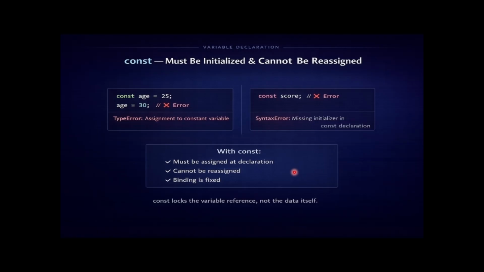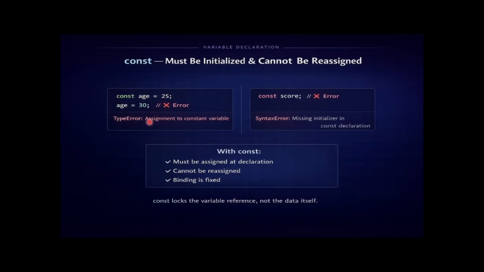Const, on the other hand, the thumb rule is that the value has got to be initialized and you cannot reassign a new value once initialized. Now, you cannot declare a const variable like this, const score, without pointing it to any particular value. That is not allowed. It is definitely going to give you a syntax error. And also you cannot reassign the value, because assignment to a constant variable is not allowed. You'll get this error. Type these down in VS Code and see what exactly you get. We already have seen the error.